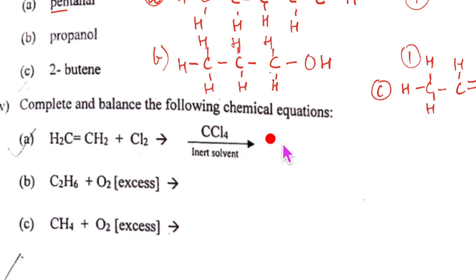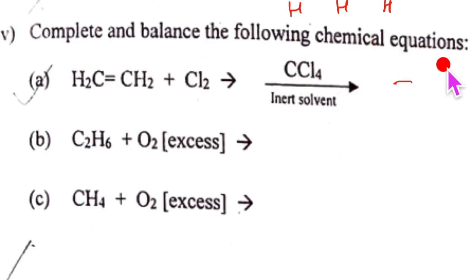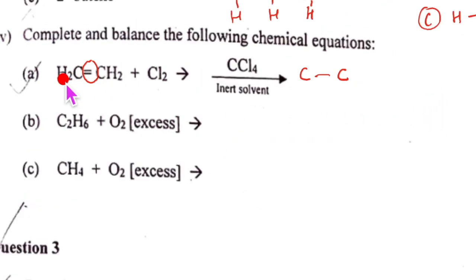We come to the 4th subpart. Complete and balance the chemical equations. Here we have C double bond C, and chlorine is added with CCl4 inert solvent. So we will write C single bond C. This H2 will be as it is, the other H2 will be as it is, and the double bond will open up to a single bond, and that will attach Cl and Cl here, and that is your 1,2-dichloroethane. Okay, that gives you your 1 mark.